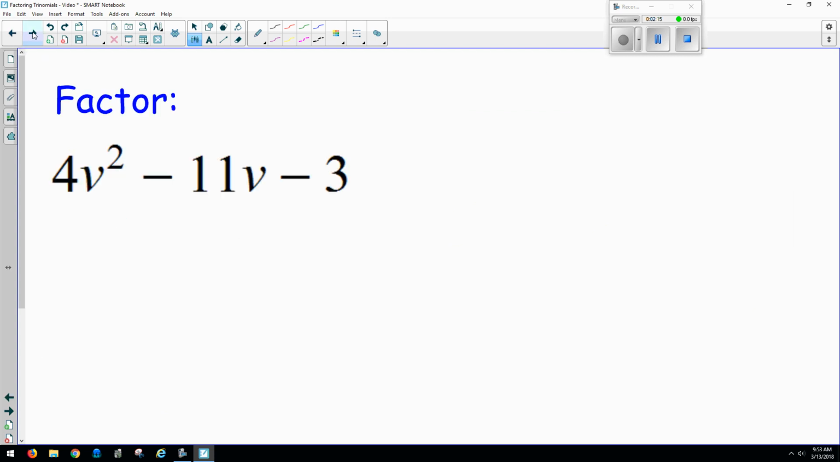Let's look at another example. We're going to do the same exact thing. So we're going to define a, b, and c first. A is 4, B is -11, don't forget the signs, and C is -3. So we're going to come up with the x. A times C goes up here, B goes down here.